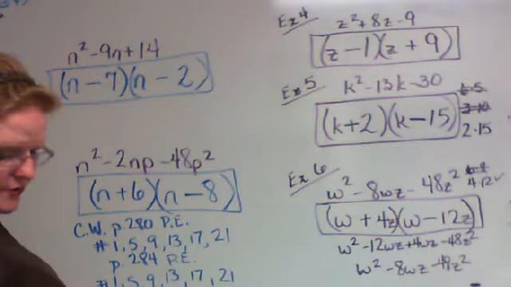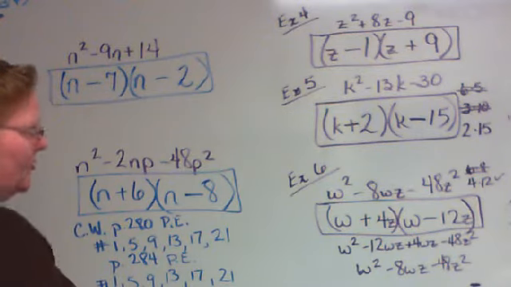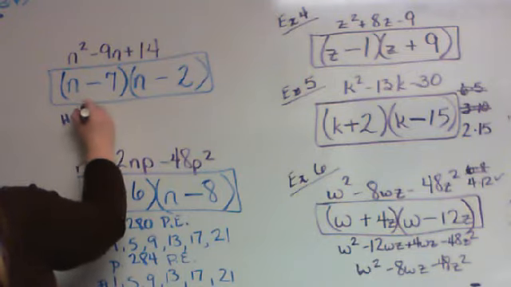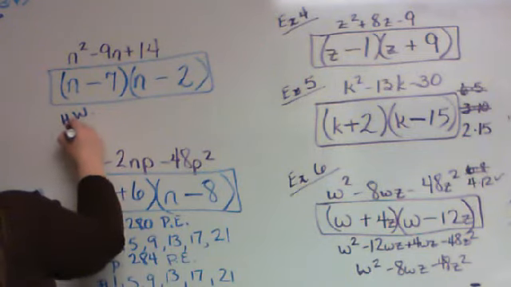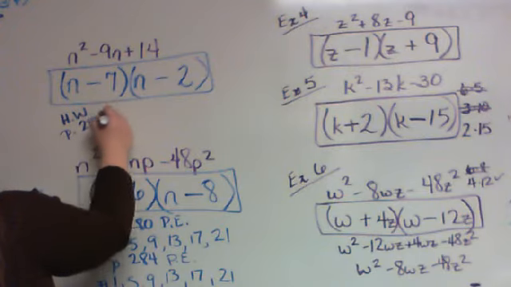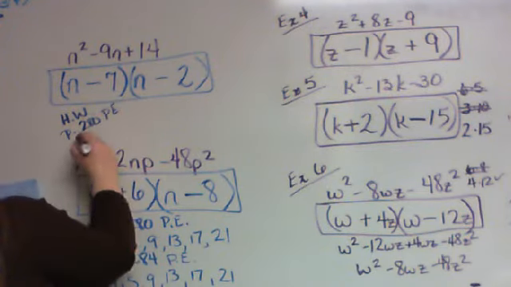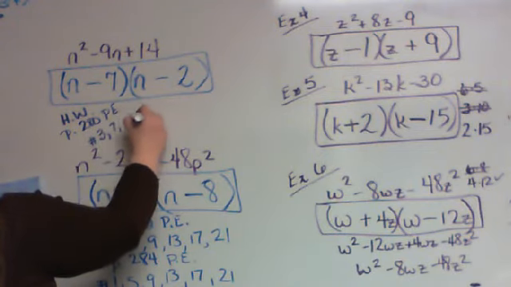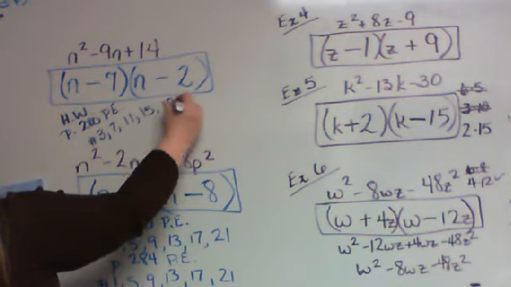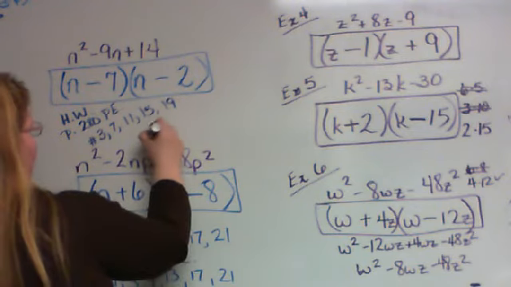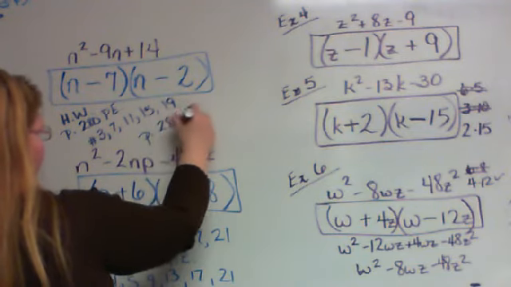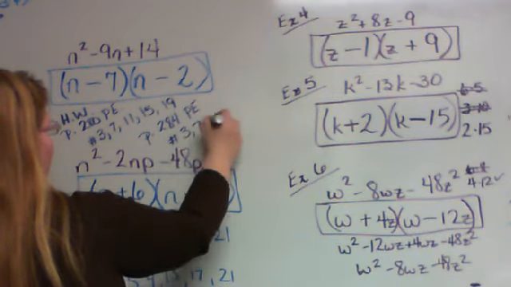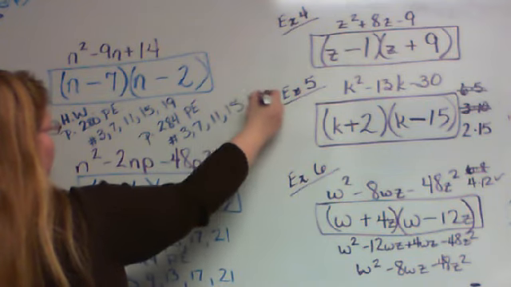Then for the homework, wrong color. I'll fit it in here. From page 280, practice exercises, numbers 3, 7, 11, 15, and 19. And then from page 284, practice exercises, numbers 3, 7, 11, 15, and 19.